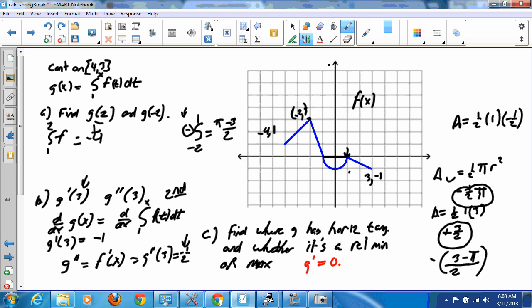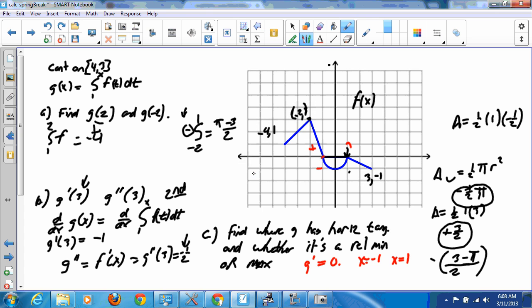Well, it crosses here at negative 1, and it also becomes 0 at positive 1, right here. So those are horizontal tangents. And then we need to talk about whether it's a relative minimum or relative max. Remember, you have a relative minimum or relative maximum when the derivative changes from positive to negative or from negative to positive. So to the left here, it's positive, and then the graph becomes negative here.